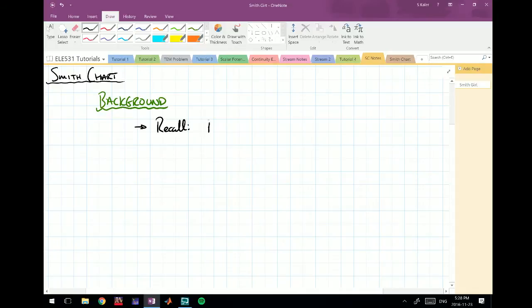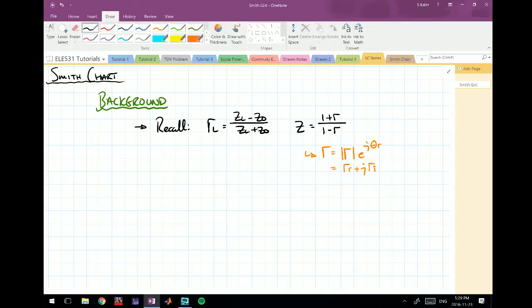So if you recall, we have gamma L, it's going to be ZL minus Z naught over ZL plus Z naught. Now this is a very standard expression for reflection coefficient. This applies in electromagnetic theory as well, and so in transmission lines, it's a sort of analogous expression. And also we have that in general, some impedance Z will be equal to 1 plus the reflection coefficient over 1 minus the reflection coefficient. And in general, we have gamma is going to be magnitude of gamma e to the j theta gamma, or in other words, it's going to have a real component and an imaginary component. So in general, the reflection coefficient is complex.